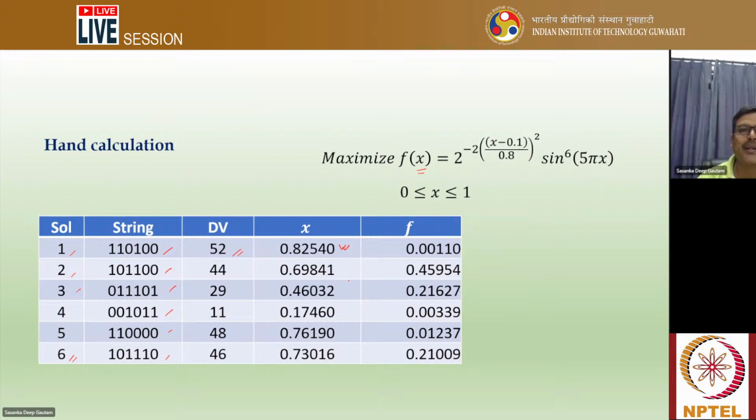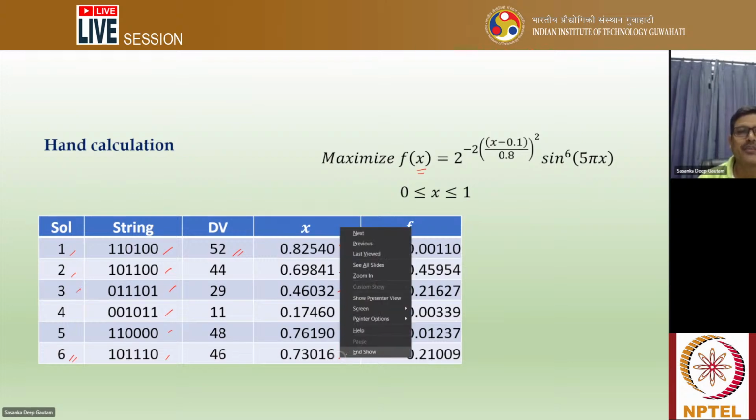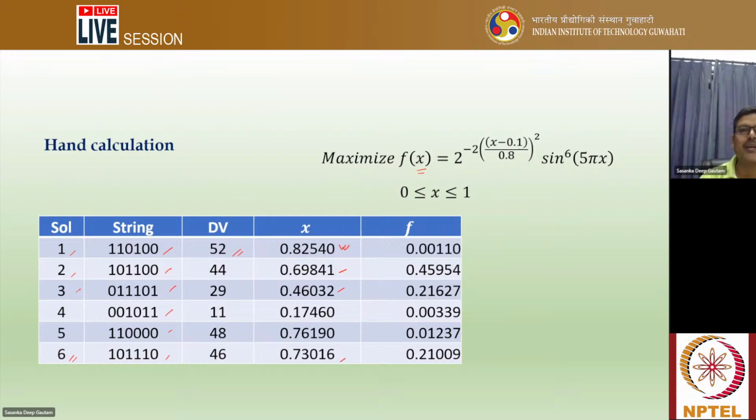So I calculated the value of x for solution 1, then solution 2, solution 3, up to solution 6. I also need the function value, so I calculated it, because this function value I have considered as the fitness value. Now, how to calculate the distance?